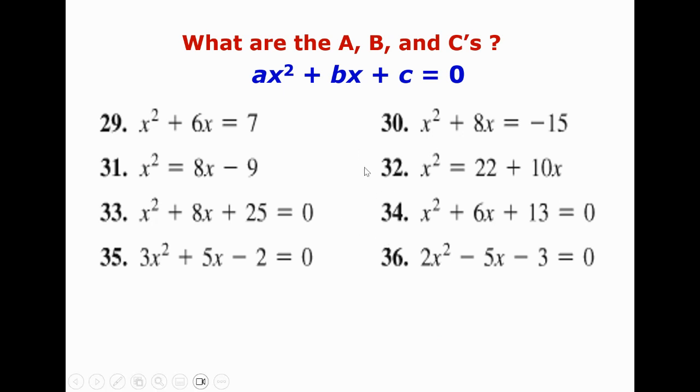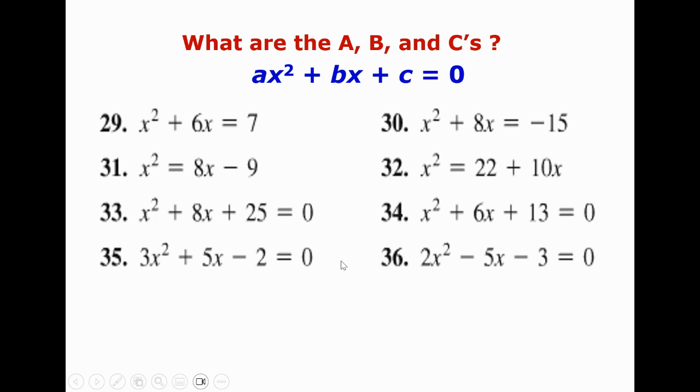What are the A's, B's, and C's? Provided all the terms are on the same side of the equation, your A is the coefficient of your square term, your B is the coefficient of your x term, and C is a constant. So right here, if I brought the 7 over as a negative, my A value would be understood to be 1, my B value would be 6, and then my C value would be negative 7. Here, my A value is 1, my B is 8, my C value is 25. Here, A is 3, B is 5, and C is minus 2. You get the idea. It's straightforward.